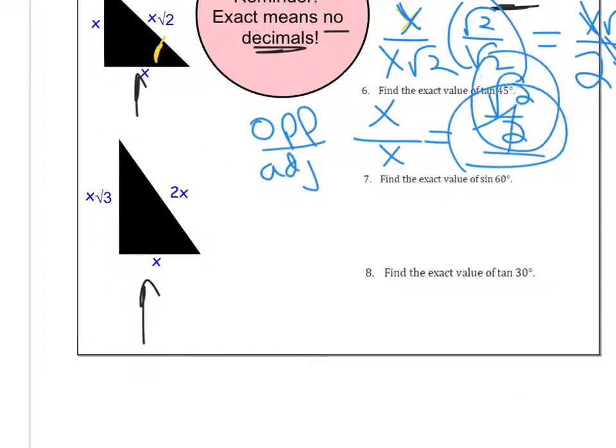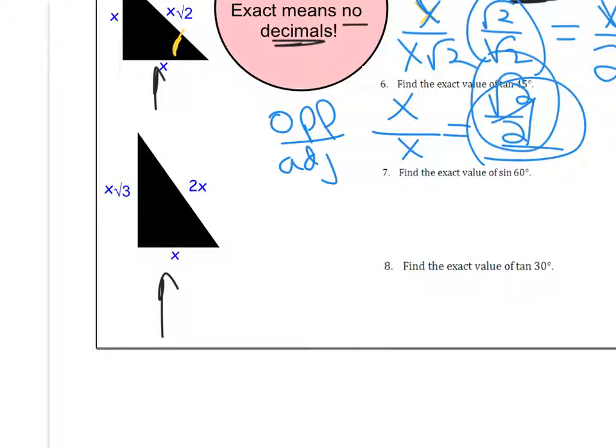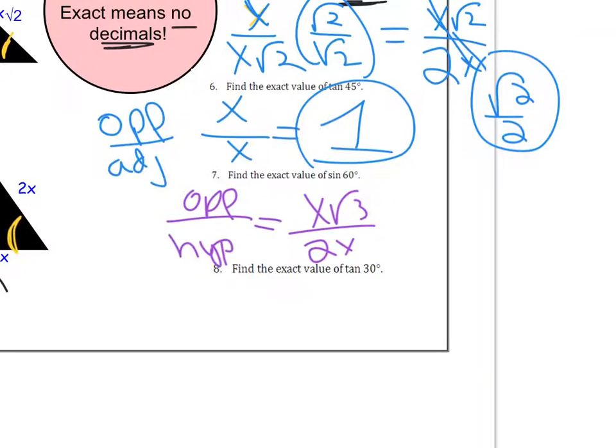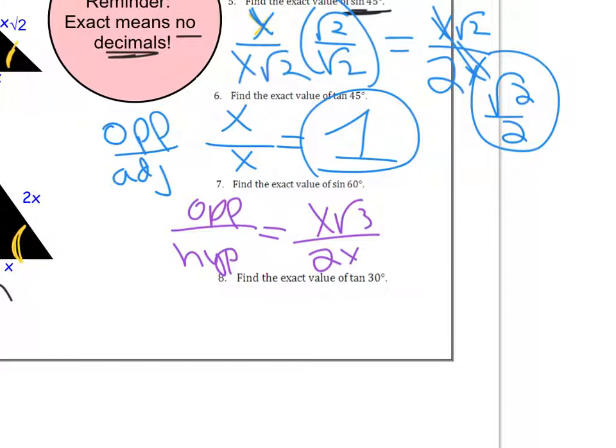So now, sine of 60, we're jumping down here. 60 is going to be this angle right here. Sine of 60 means I want to take opposite over hypotenuse. So I want to take x square root of 3 over 2x. When I do that, the x's cancel out, so I'm left with square root of 3 over 2.